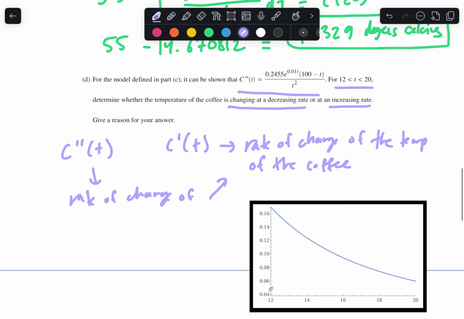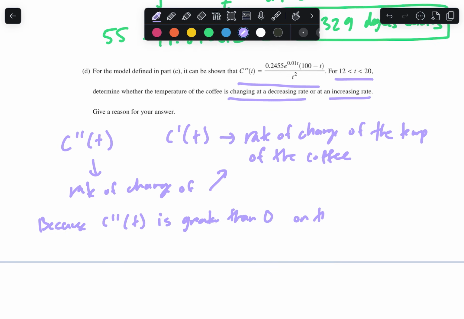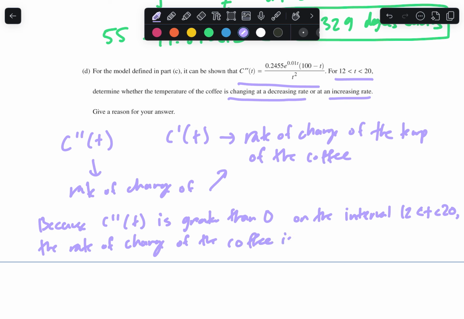So because it's greater than 0 on that entire interval, let's go ahead and write this down: because C double prime of t is greater than 0 on the interval 12 is less than t is less than 20, the rate of change of the coffee is increasing. And that should be it for our answer, right?